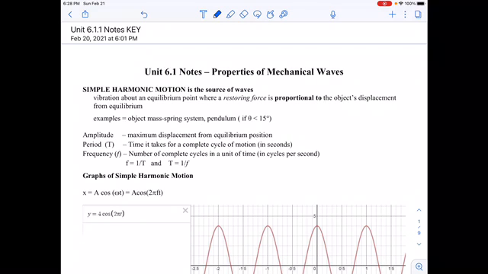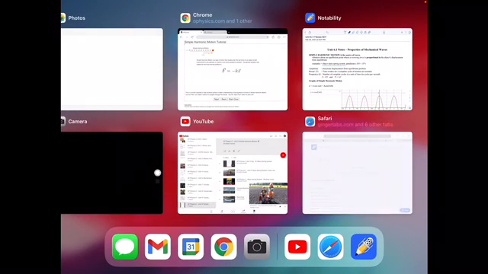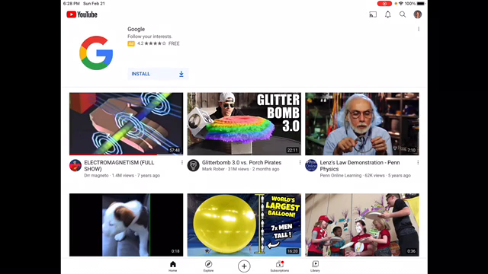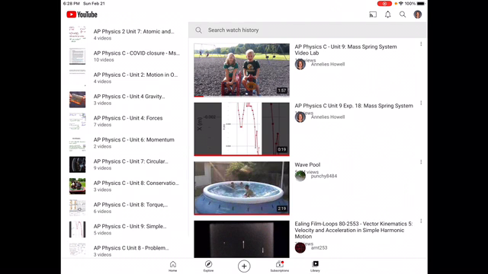One example of this is a mass spring system. Now, there are mass spring systems like this one.